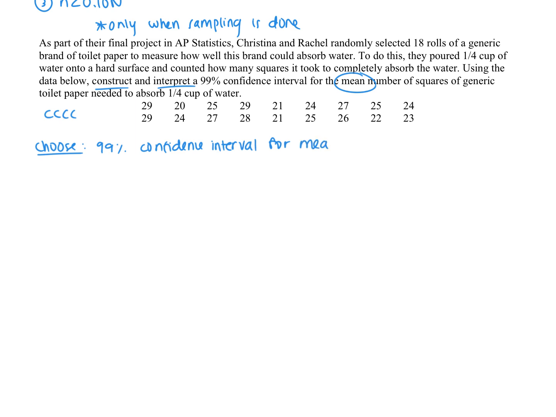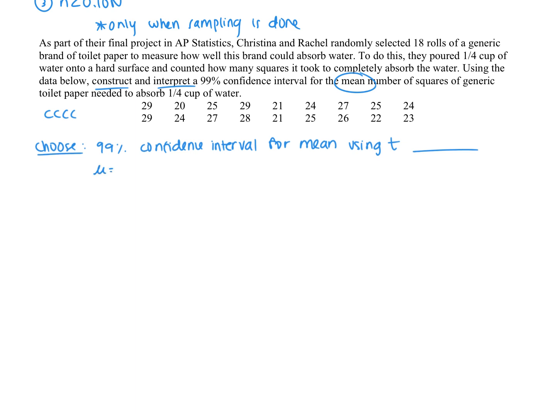For mean, using T, and I'm going to leave myself a space because we're going to come back and fill that in later. And then we're doing this because we're trying to estimate something. So we need to define the parameter that we are estimating.